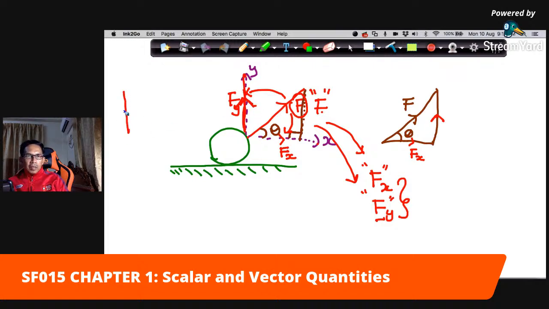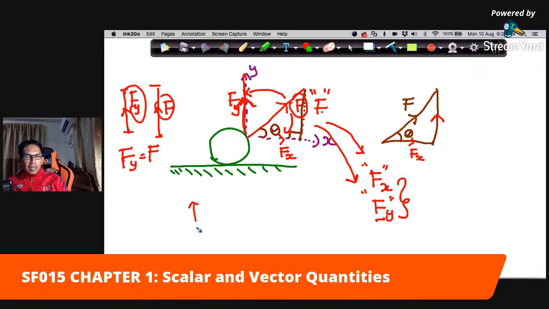Dua vektor, let's say you have dua vektor. You have two vectors. First vector F. And the second vector, you have Fy. So, meaning, direction of Fy is upward. Direction of the F is also upward. Panjang dia sama. Let's say panjang dia sama. So, kita boleh katakan Fy here is equal to F. Maknanya vektor ini sama dengan vektor ini.